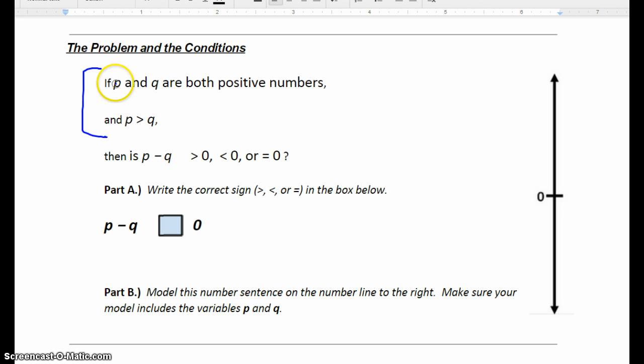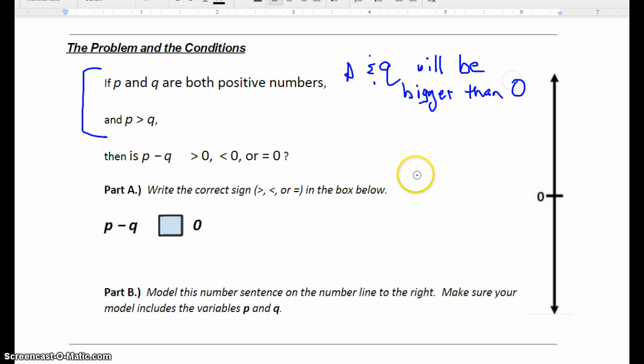So it says, condition 1 is if P and Q are both positive numbers. So what that means is that P and Q must be bigger than 0. They have to be positive. That's a rule of the problem. It's one of the things we know about these numbers. We don't know what they are, but we know they're bigger than 0.